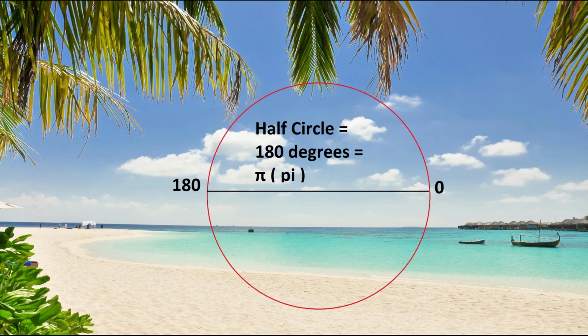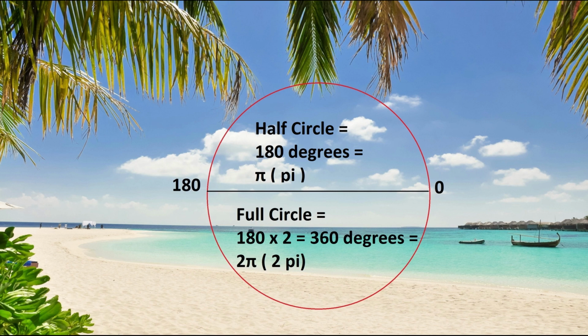If you want to represent this 180 degrees in radians, you can say that a half circle is equal to 180 degrees, and this is equal to pi, single pi. And obviously for the full circle you have to multiply this 180 by 2 and you get 360 degrees. So your complete circle is equal to 360 degrees, right? And obviously this is equal to 2 pi.